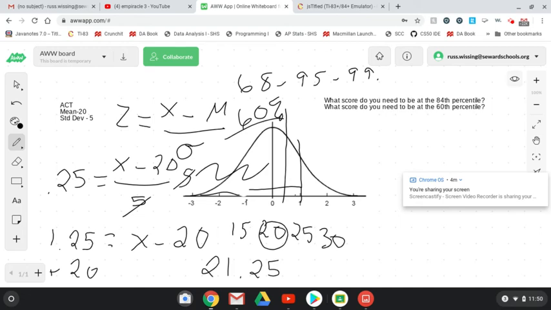And that is between 20 and 25, where I thought it should be for my picture. So if you draw the sketch on your paper, then you can kind of tell if your answer makes sense. But the answer to be at the 60th percentile would be 21.25.